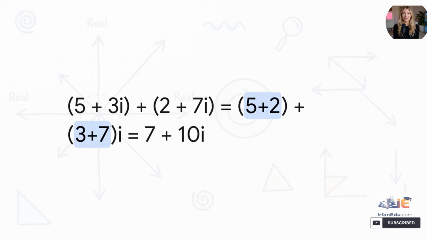Let's look at a quick example. We've got two complex numbers here. So we'll take the real parts, 5 plus 2, which gives us 7. Then we take the imaginary parts, 3i plus 7i, and that gives us 10i. Slap them together and our answer is 7 plus 10i. See? It's really that straightforward.